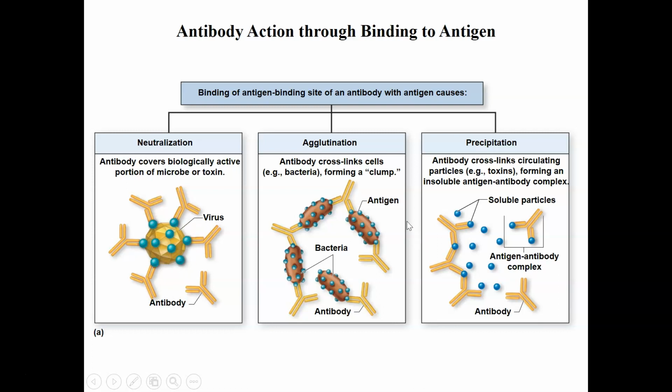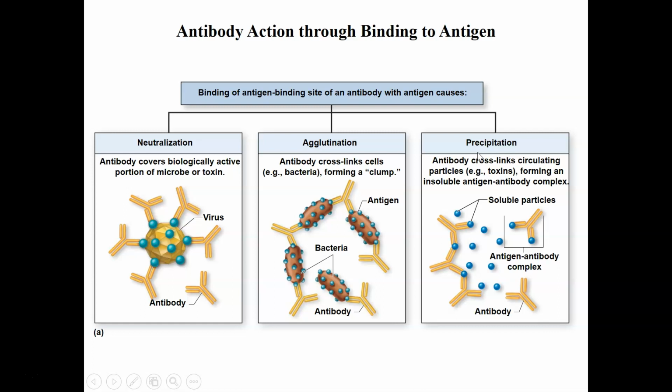Here's an example of agglutination for a bacterium with multiple antigens on its surface. It can be bound by more than one antibody, and it can form this chain of antibody-antigen. It's just going to form this huge clump, and that's not going to be effective anymore as an infectious agent.